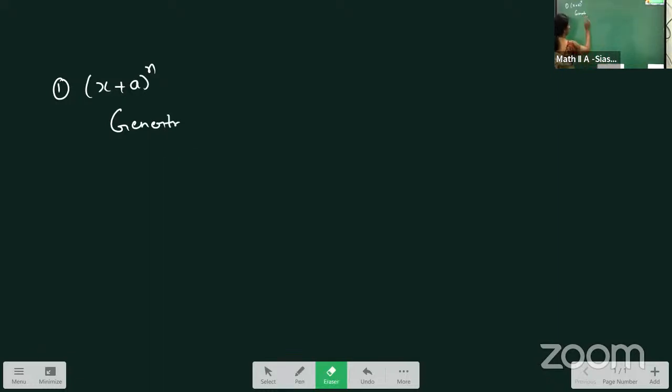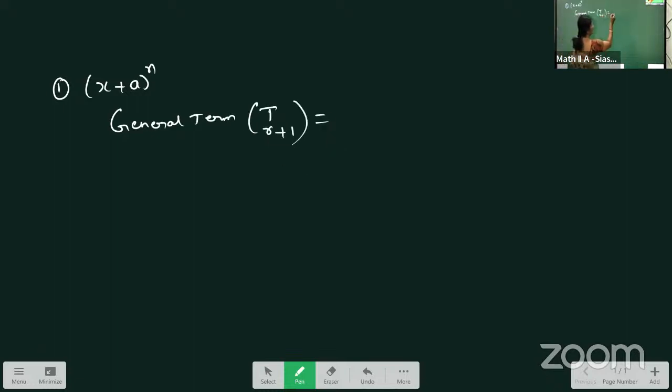General term is denoted by T_(r+1). The general term formula T_(r+1) is equal to nCr x to the power n minus r into a to the power r. Here n is the power of the given expansion, x is the first term of the given expansion, and a is the second term of the given expansion. While solving the question, we will be using this general term concept.